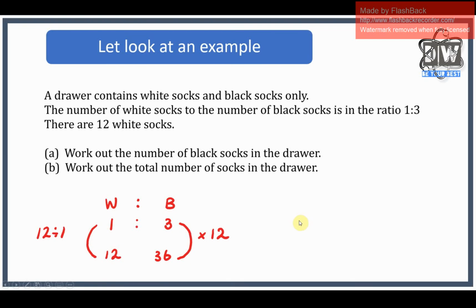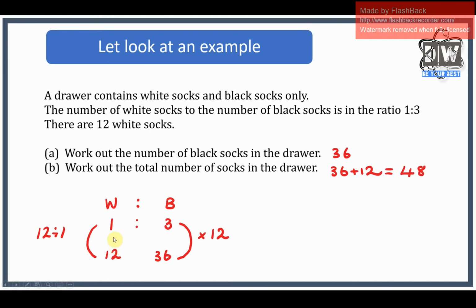So to work out how many black socks there are, obviously that's pretty easy because I've got 36. To work out the total number of socks, I would just add these together. 36 plus 12 equals my 48. So that's an example for you.